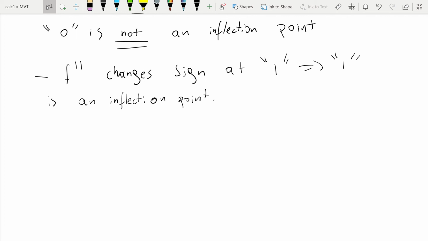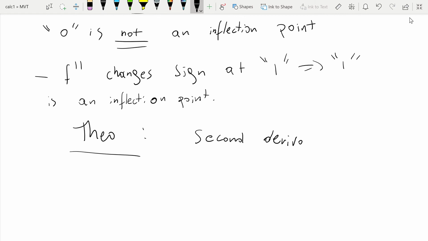So okay, we're going to conclude the video with a theorem that, based on the concavity of a function, we can tell immediately whether a critical point is a local min or a local max. This is something we anticipated before. This is known as the second derivative test. Remember, before we went over the first derivative test.